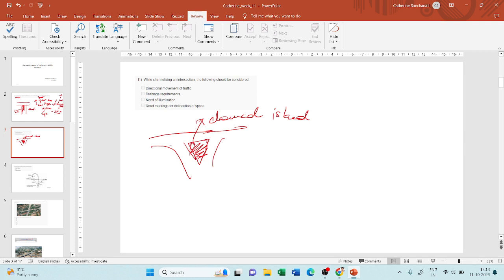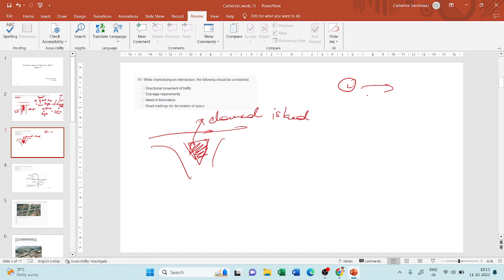And for a given location there can be various shapes of the island. So you have to choose a particular island such that it will suit the traffic movements of that place. Okay, one thing. So point number 1 is it will depend upon the traffic movements of the place.